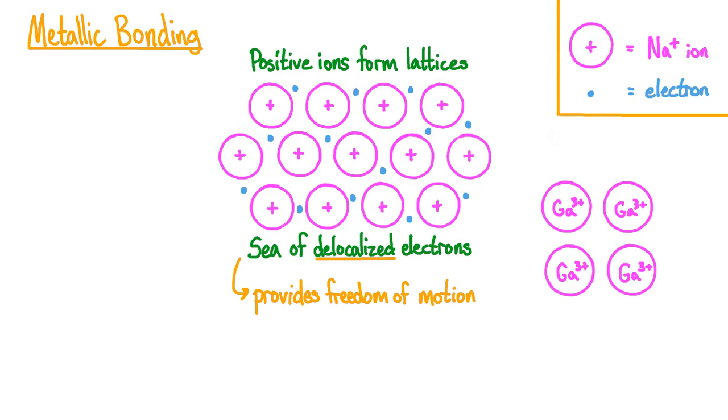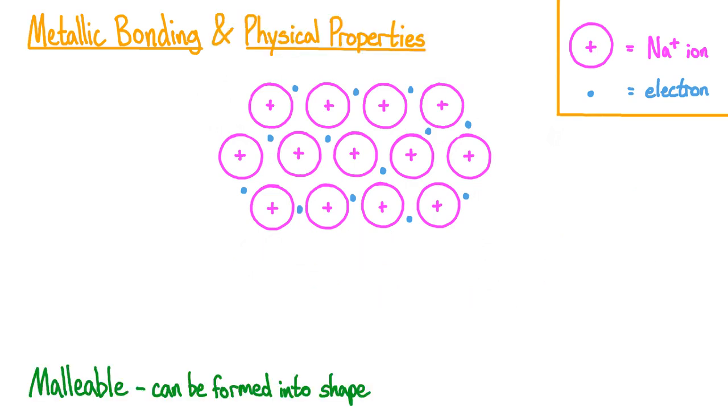Let's take a look at how the arrangement of particles in metallic bonding leads to some of the physical properties of metallic substances. First, metals are malleable. They can easily be formed into shape, like a bendy sheet of aluminum foil, rather than snap, like a brittle ionic compound, such as a caked-together salt crystal.